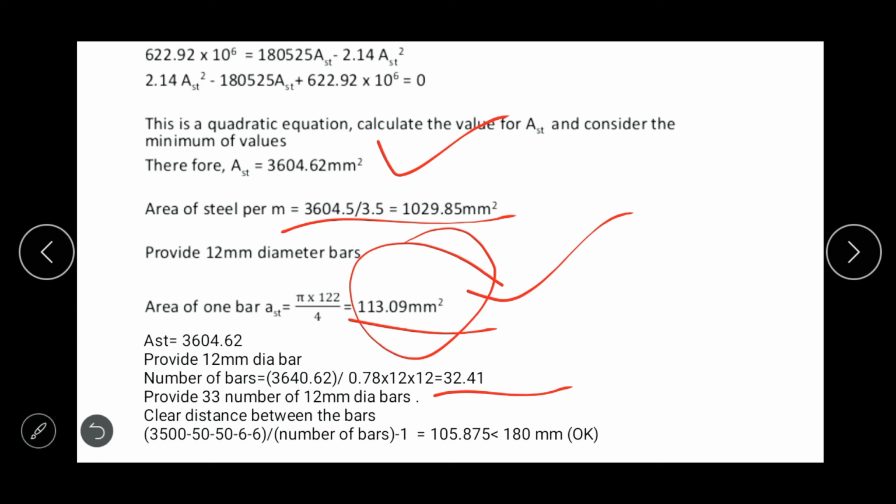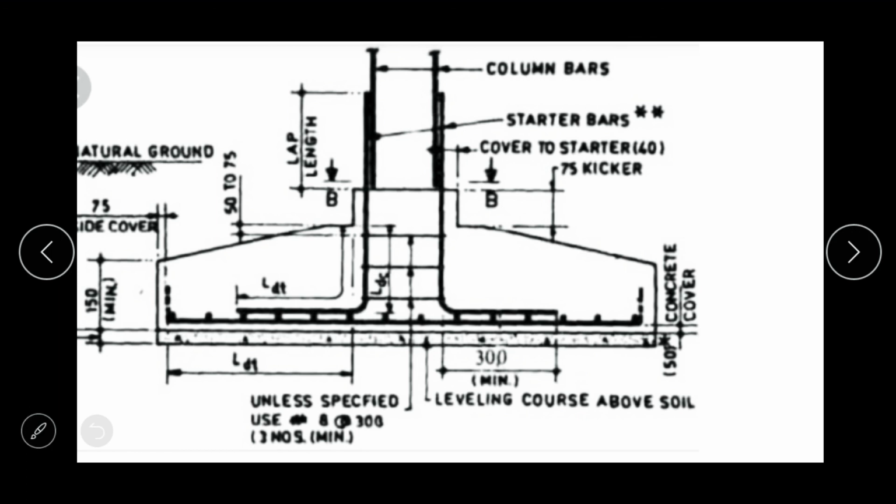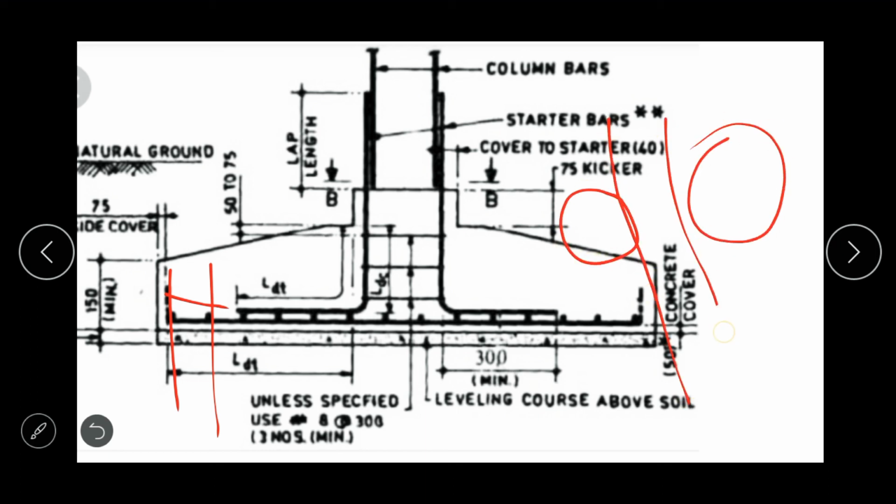So clear distance in between the bars is equal to this. So clear distance can be checked. Clear distance is from this length to this length. That means if this is a bar, and this is a bar, this distance is the clear distance. So the maximum distance should be 180 mm, and it should not be more than 180 mm. If this happens, then crack may arise. So in between this we need to check.